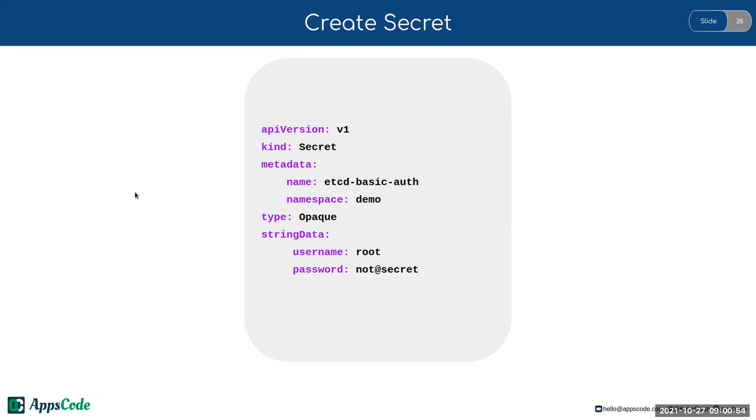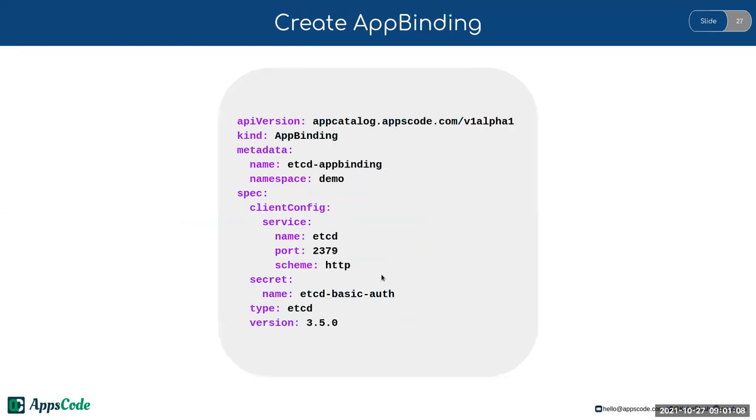I will be creating a secret. The secret will hold some metadata like its name and the username and password we have just created for connecting with the ETCD database. We will also create an app binding. The app binding will contain the information necessary for connecting with the database, like the service port and the secret name that holds the authentication information for the database.